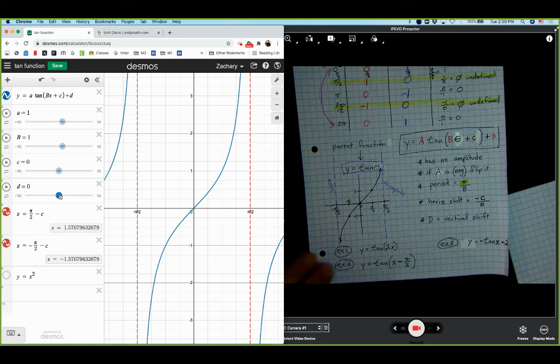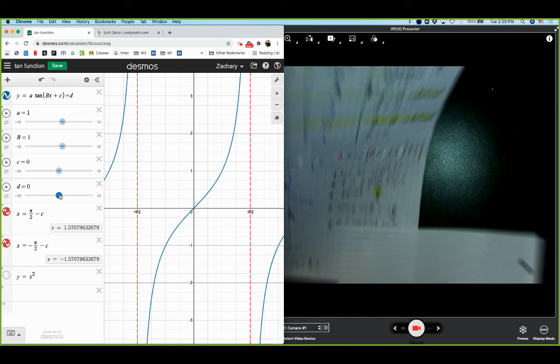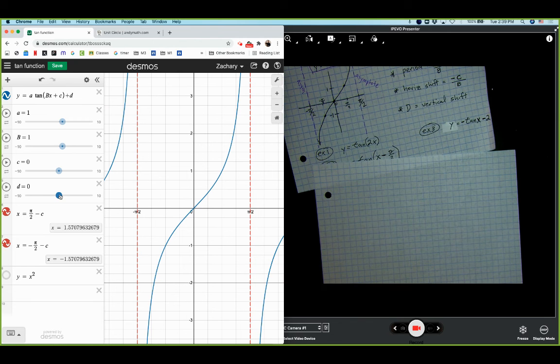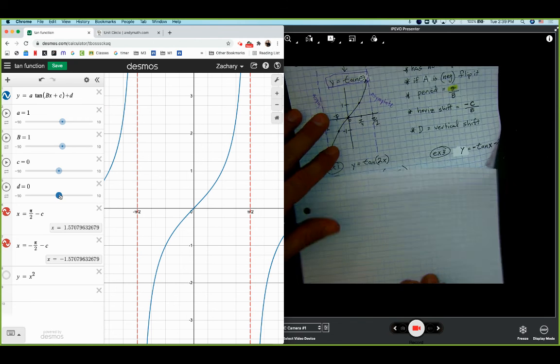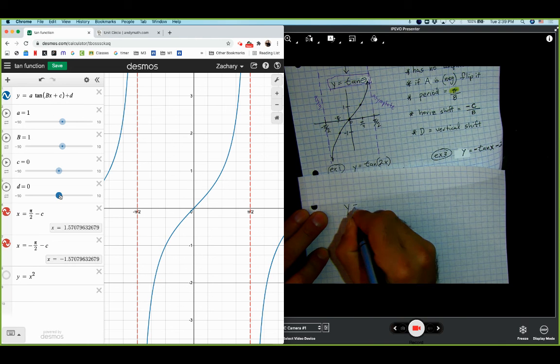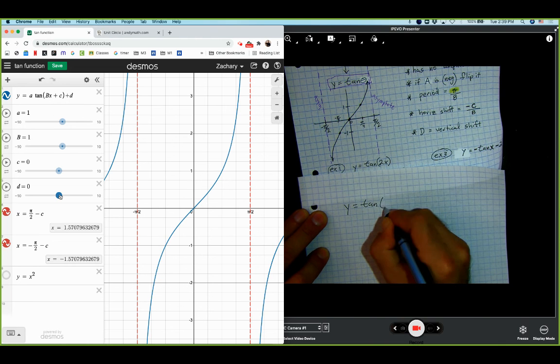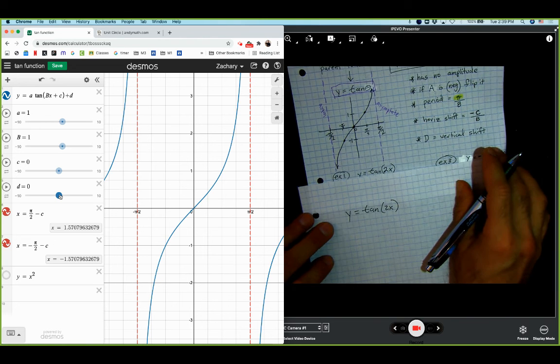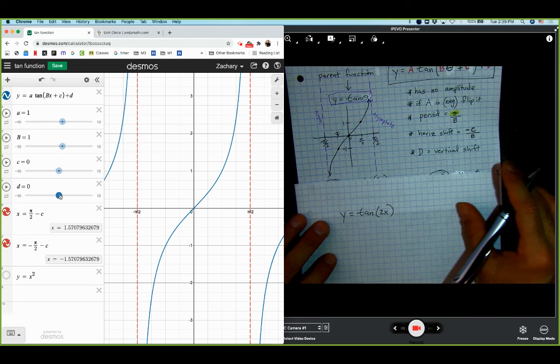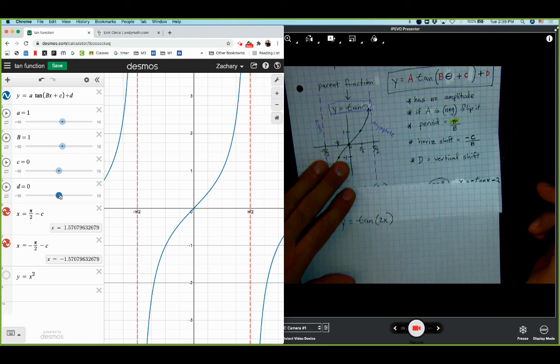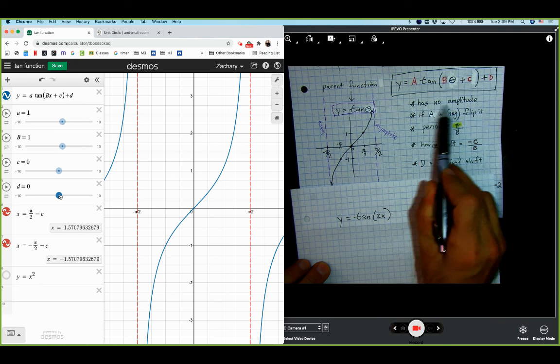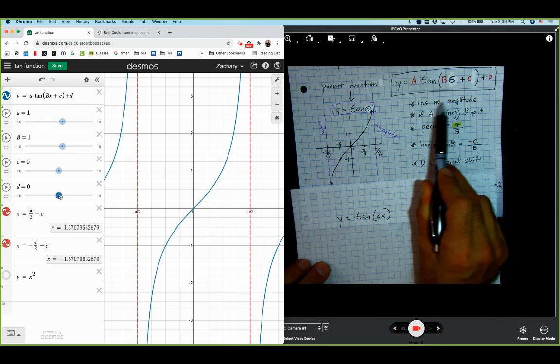Good. All right, let's look over here now on the doc cam, and we're going to be graphing our first example here, and that is y is equal to the tangent of 2x. Okay, so first off, I need to remind you now: these have no amplitude.